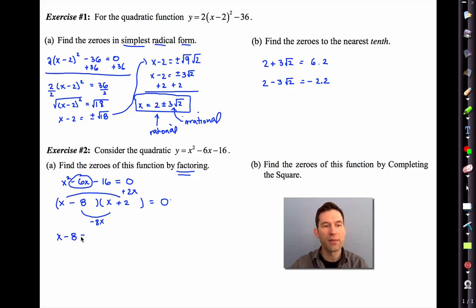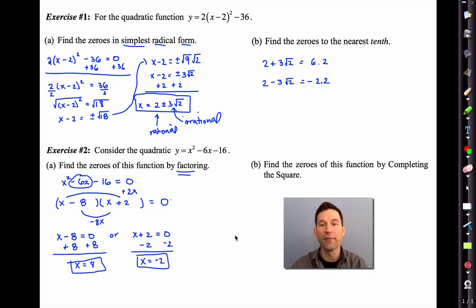Now remember how the zero product law works, right? It says, if I've got something factored and set equal to 0, either that factor is equal to 0, or this factor is equal to 0. Either x minus 8 is equal to 0, or x plus 2 is equal to 0. Easy enough now to add 8 to both sides, and we'll get x equals 8. And subtract 2 from both sides, and get x equals negative 2. Right? So those are our two zeros of this quadratic, negative 2 and positive 8.